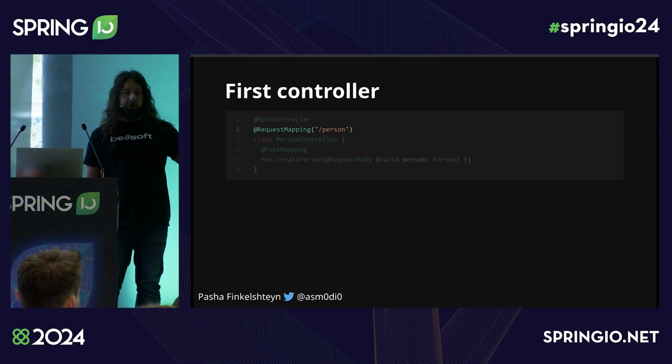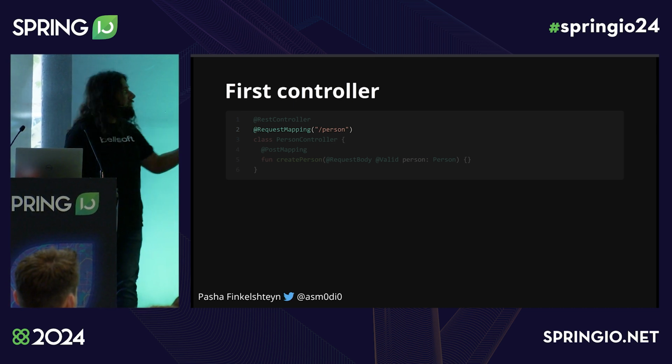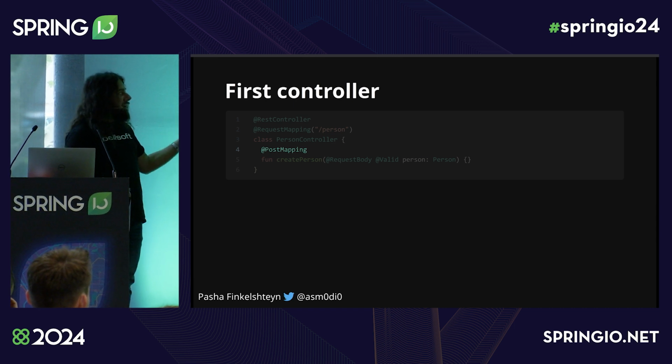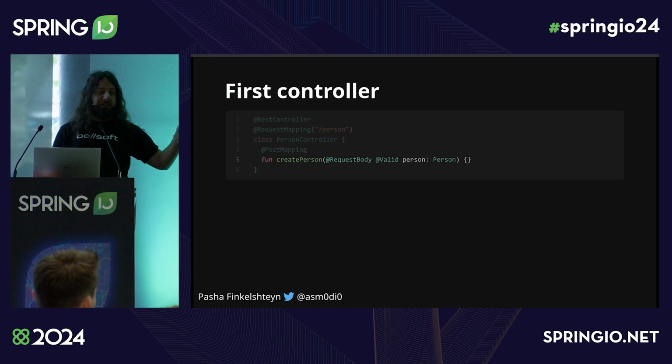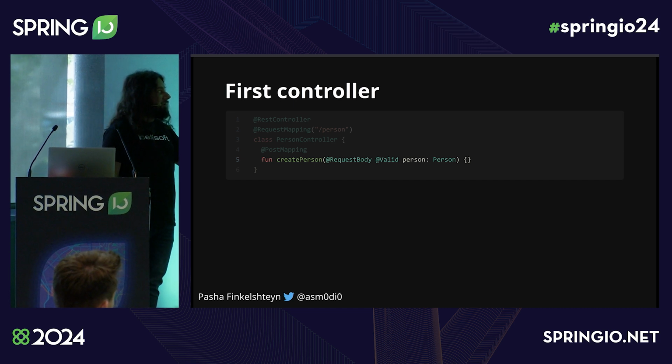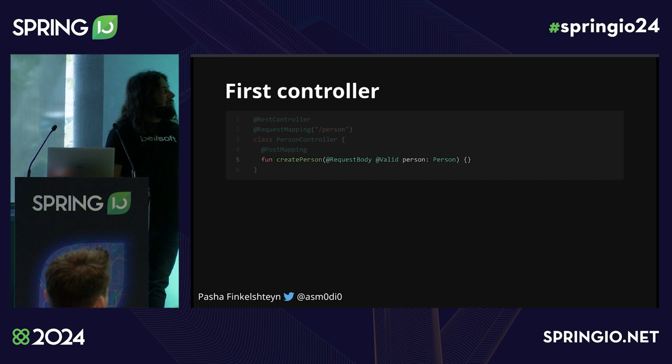The controller in Spring looks very simple. It's your usual request mapping. Everybody knows what request mapping is, yes? Yeah, nice, cool. We have a function with post mapping on it, and it doesn't even have a body. It's a fun function that doesn't have a body. It has a request body and valid.